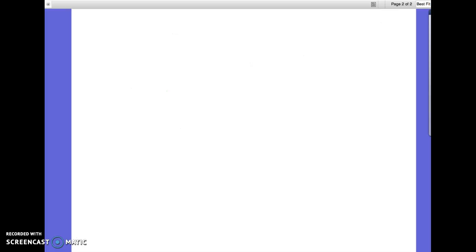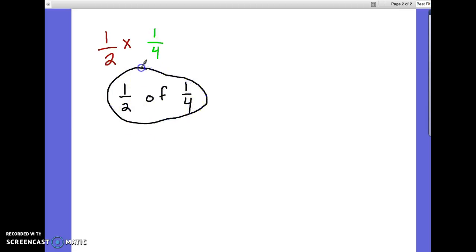So I'm going to give you an example here. We're going to start with the equation 1/2 times 1/4. Remember, this means 1/2 of 1/4. Keep this in mind as we go through the model.